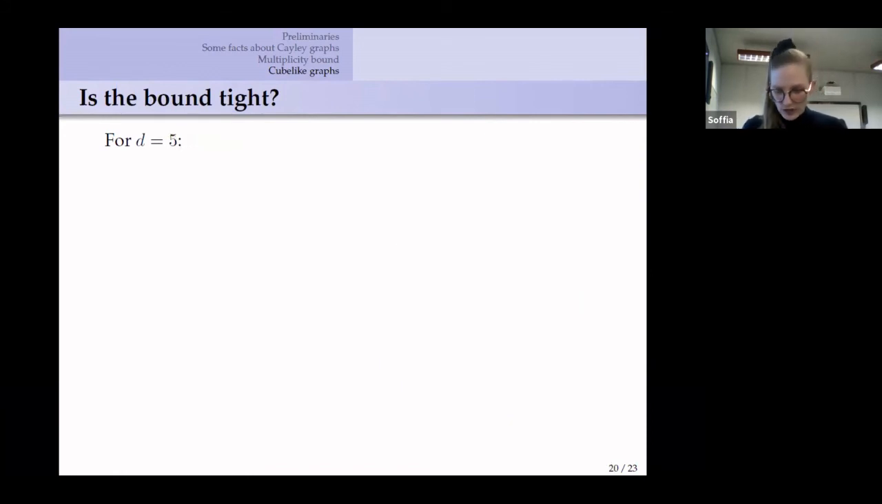And then for d equal to 5, this is where this project that I've been working on started, where I started looking for sets of strongly cospectral vertices that are larger than just 2. I started looking at the cube-like graphs on 32 vertices, so 2 to the 5.